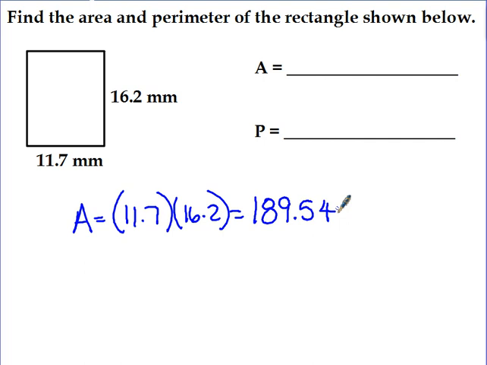Now, everything here in this section, all of our final answers, no matter if you're finding area and perimeter or if it's rectangles or triangles or whatever, we're always going to round to one decimal place for our final answer. So we're just going to write down 189.5, and then we have to include units.